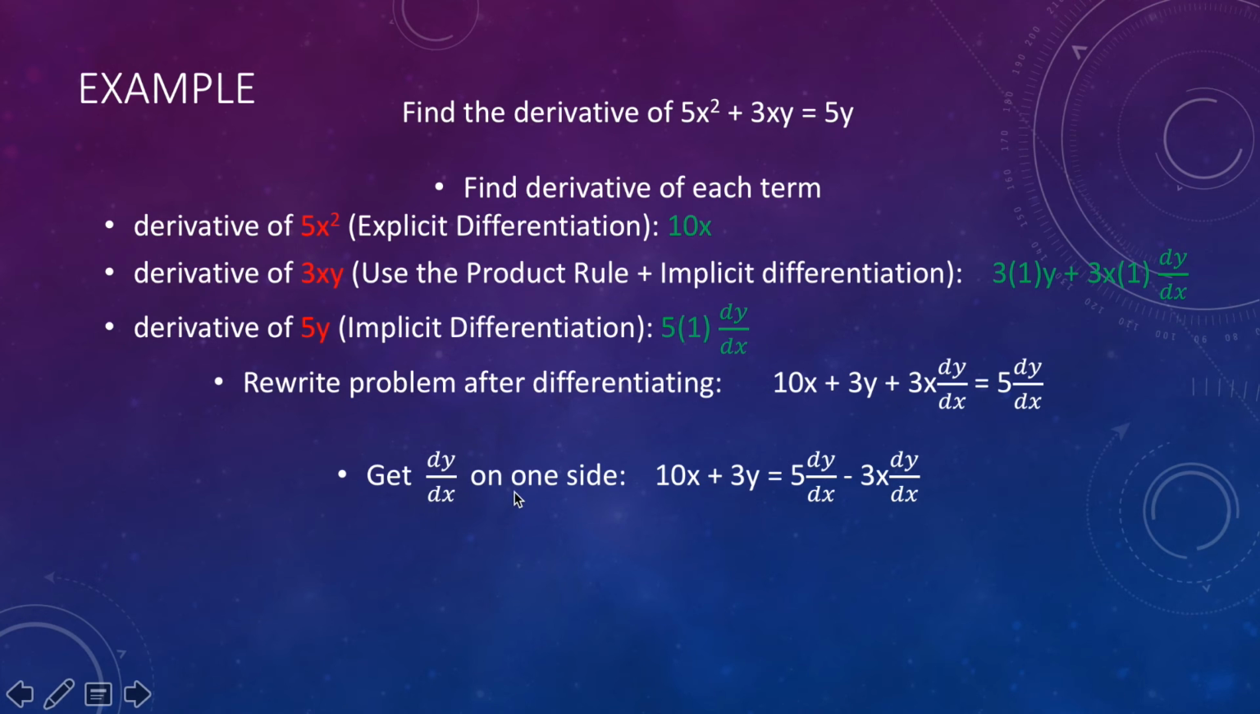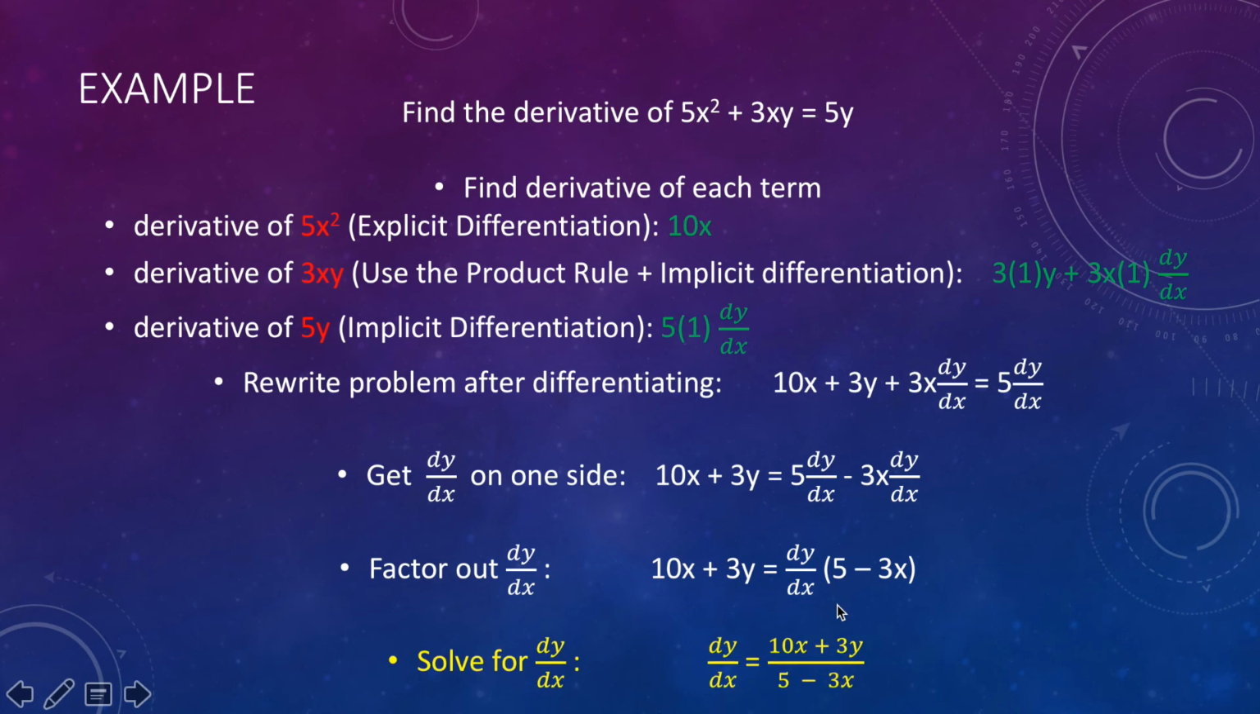Get dy/dx on one side. And then you factor out dy/dx. And then you just divide both sides by 5 minus 3x. That gives you your final answer.